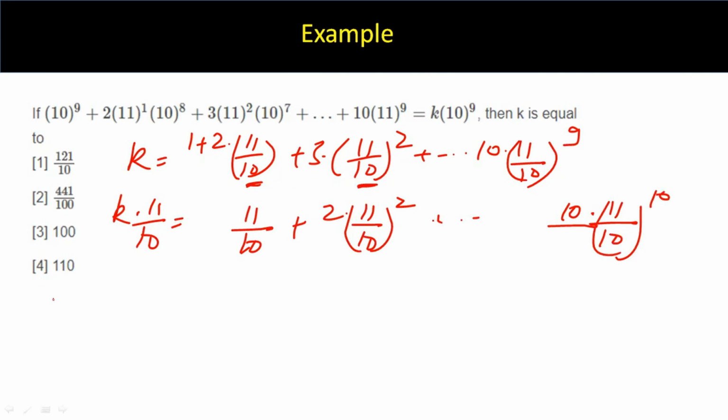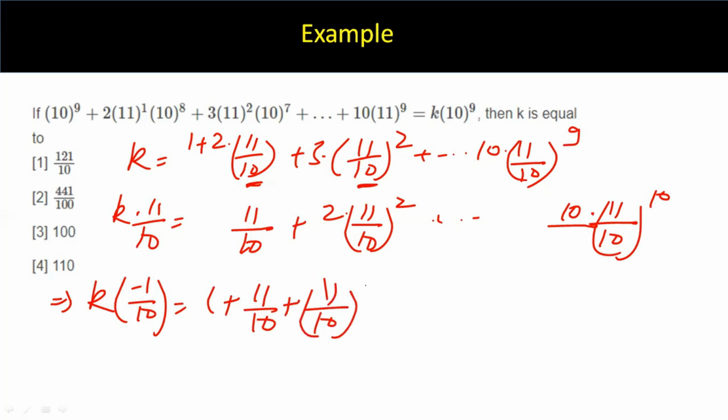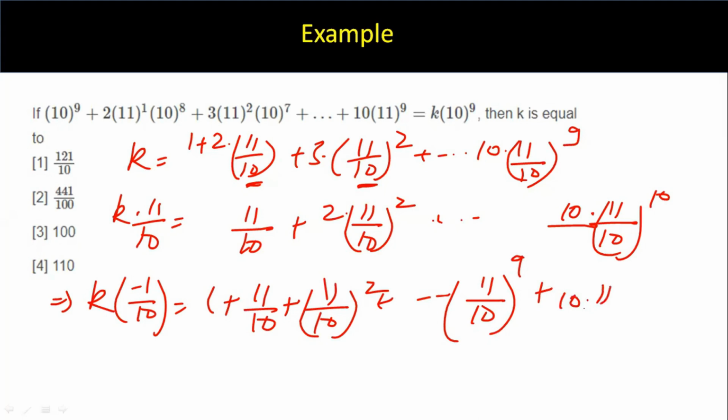Then you just subtract it. What will come? K into 1 minus 11 by 10 will be minus 1 by 10. This is 1 plus 11 by 10 plus 11 by 10 square till 11 by 10 to the power 9 plus the last term, what is it? It is 10 into 11 by 10 to the power 10. Okay? Then now you just have to apply the formula of GP and solve it.